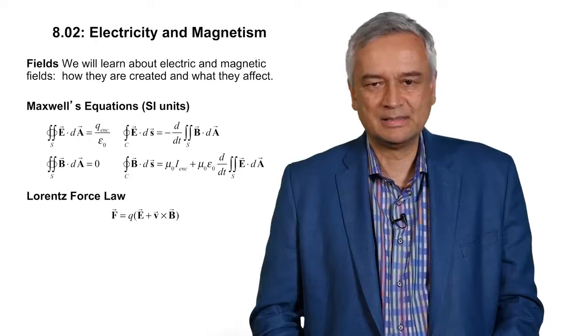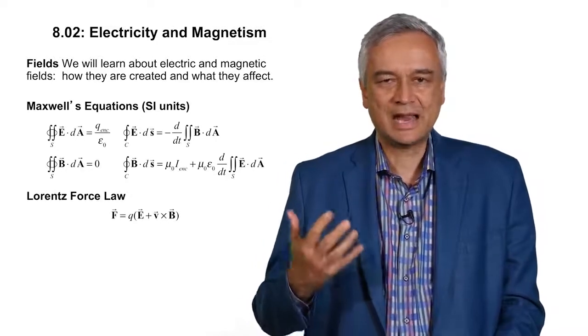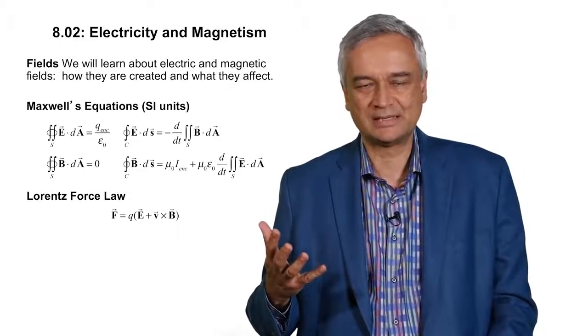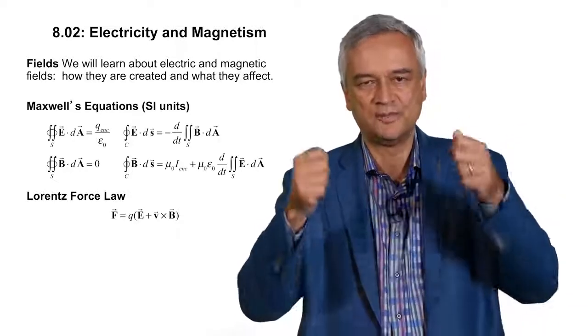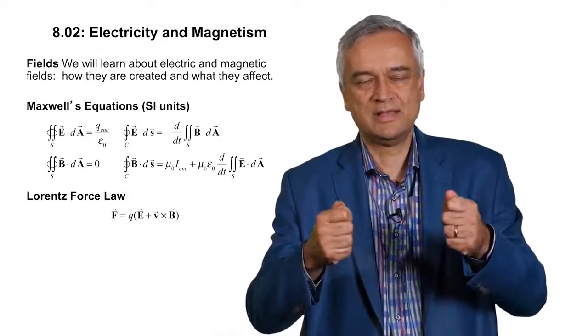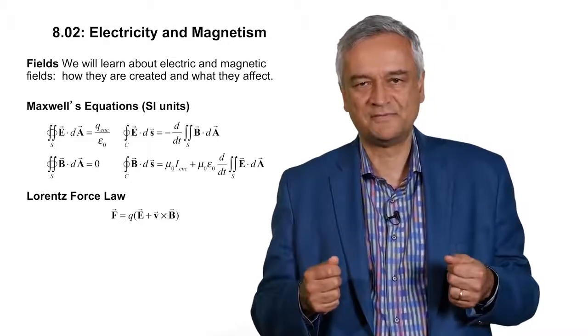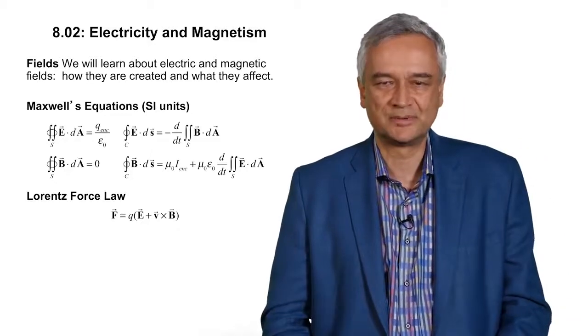And one of the big themes of 802X is going to be that actually the fundamental players in electricity and magnetism are not the charges, and they're not little bar magnets, and they're not the currents in wires. They really are the electric and magnetic fields, the E, the electric field, and the B, the magnetic field, which you see in Maxwell's equations here.